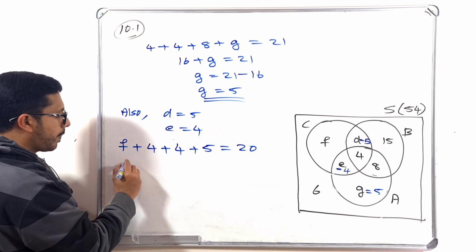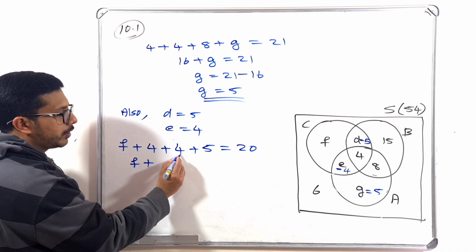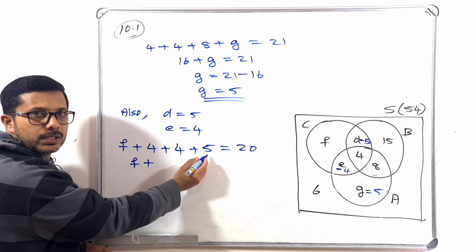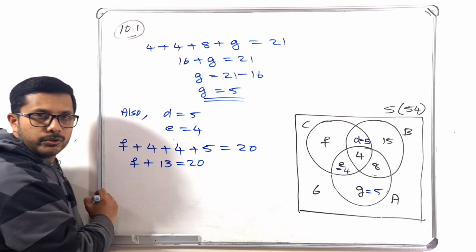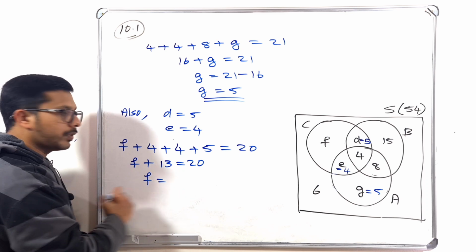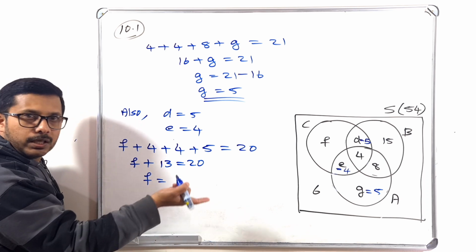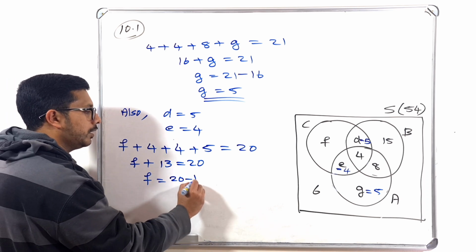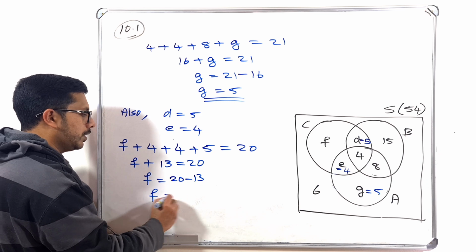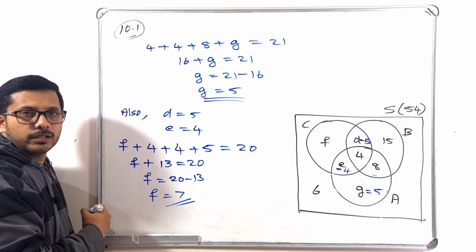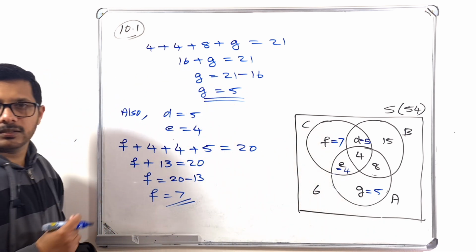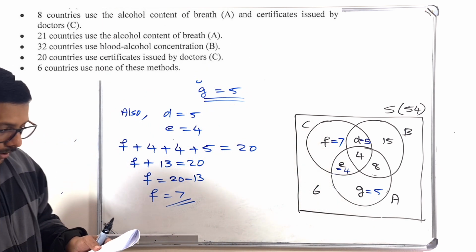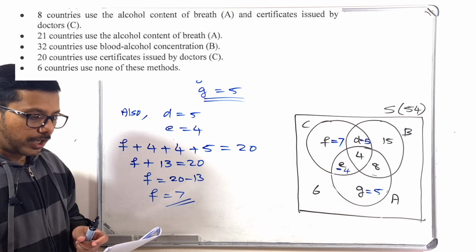So what is this? F plus 4 plus 4 is 8. 8 plus 5 is 13. So F plus 13 is equal to 20. How can we find F? Take this 13 to the other side, so it is 20 minus 13. So F is equal to 7. So the value of F is 7. Okay. Now what? 6 countries use none of these methods.